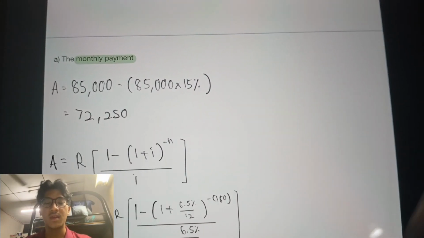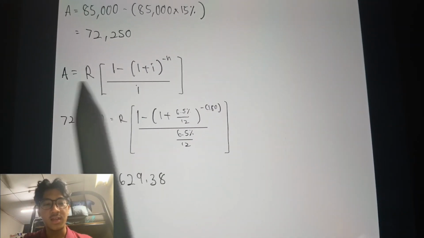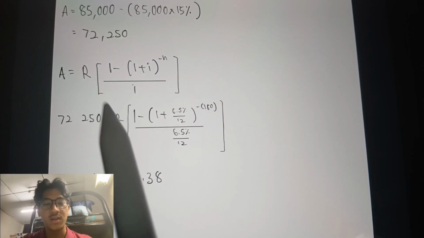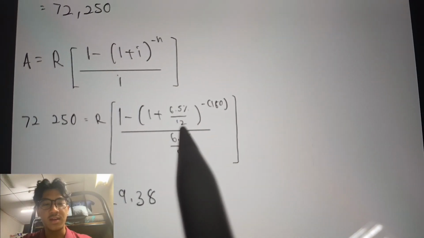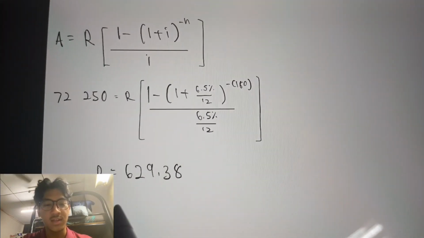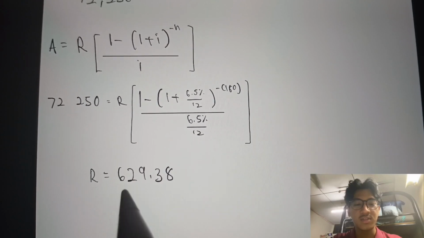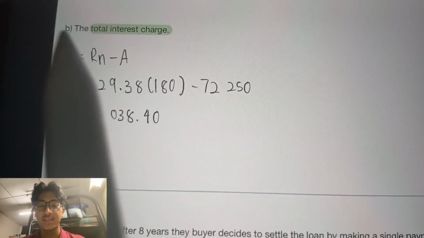72,250. And you can substitute into the formula. A equals 72,250, R is unknown, i is 6.5% divided by 12, and n is 180. So if you calculate that using a calculator, you will get R equals 629.38.